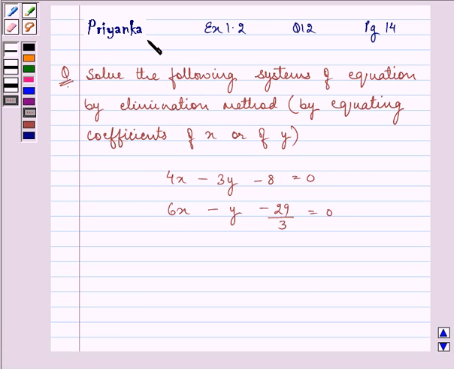I'm Priyanka and I'll be helping you with exercise 1.2 question number 12 on page 14. The question says, solve the following systems of equation by elimination method, that is by equating coefficients of x or of y. So let us start with our solution by rewriting the equations given to us in the question and by taking all the constants from left hand side to right hand side.